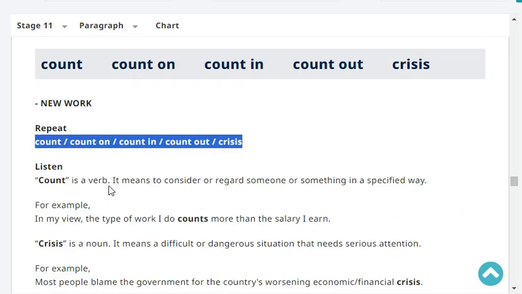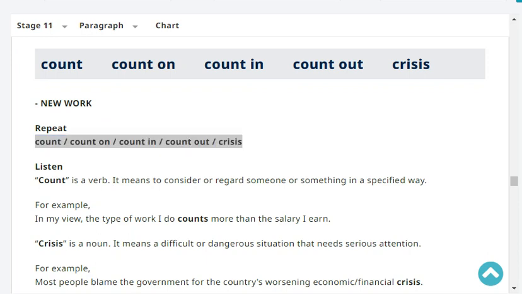Okay, next repeat. Count. Count on. Count in. Count out. Prices rises. Very good. Okay, listen, the word count is a verb. It means to consider or regard someone or something in a specified way.